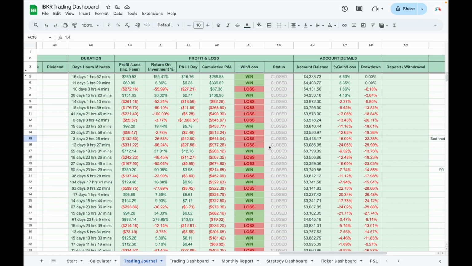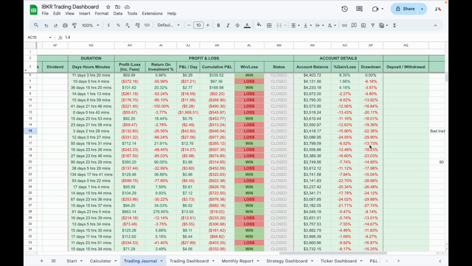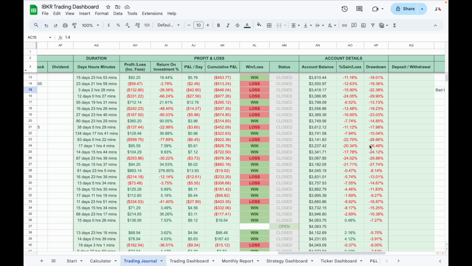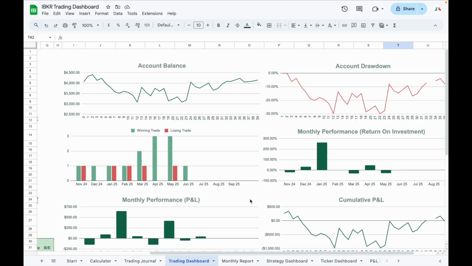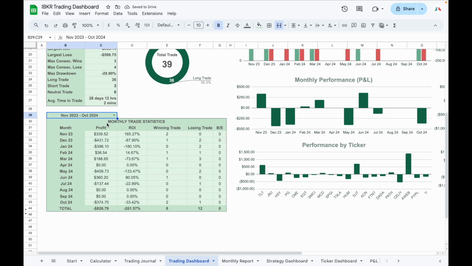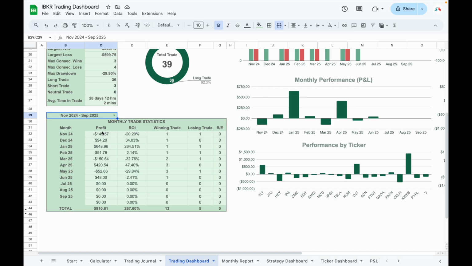In the beginning, I had a few winning trades followed by a series of losses due to my mistakes and lack of experience. At one point, my account had a drawdown of up to 30%, but it has recently recovered and turned positive. Now let's head to the trading dashboard tab to see a summary of my overall trading performance. Looking at the account balance and drawdown graph, you can see that my account went through a major drawdown in the beginning but has since recovered. From the monthly trade statistics, I learned that I made a loss in my first year of trading but recovered those losses in the second year.